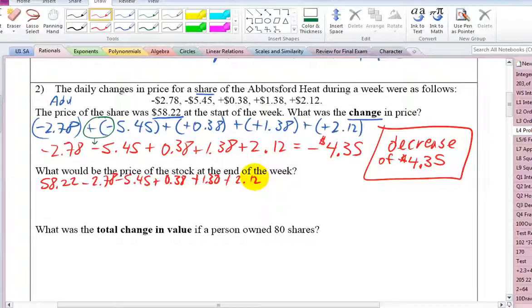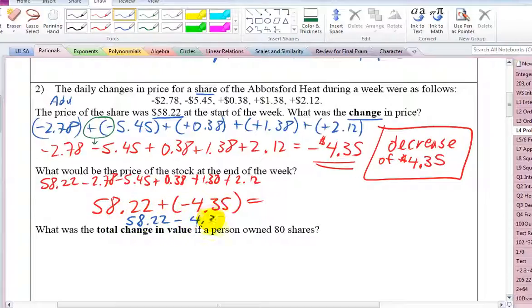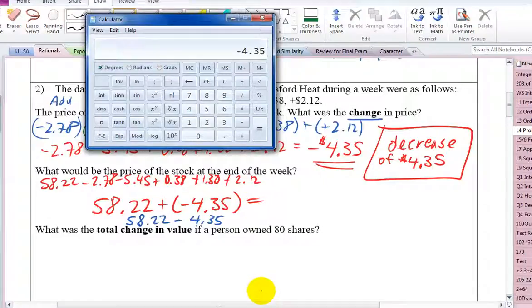But we've already done that. We already did that. That's this number right here. So we're just going to take the price and add the change. Okay. Now, of course, that results in subtracting. And now we can see what our new price will be by using our calculator.